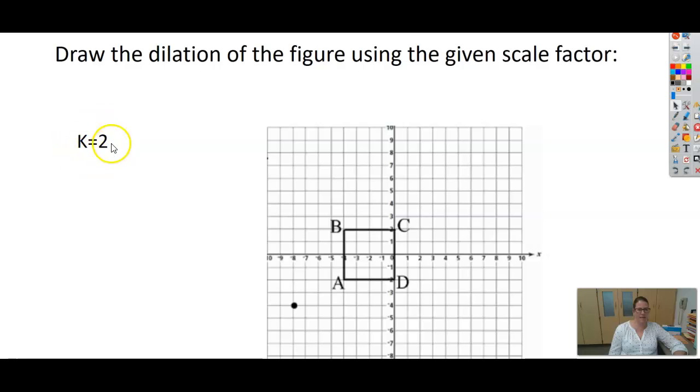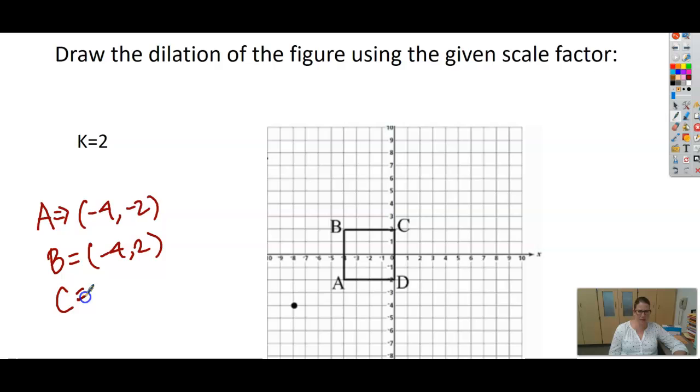I have that my scale factor is equal to 2. I want to draw the figure given that scale factor. So again, I'm going to write down the coordinates. So A is equal to -4, -2. It's kind of hard to read, but I think that's what it says. B is -4, +2. C is 0, 2. And D is 0, -2.